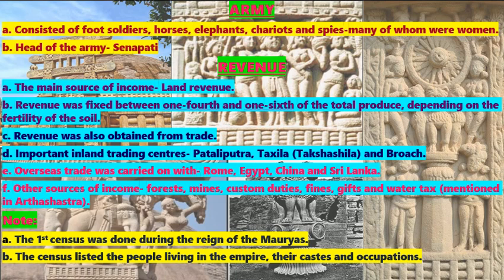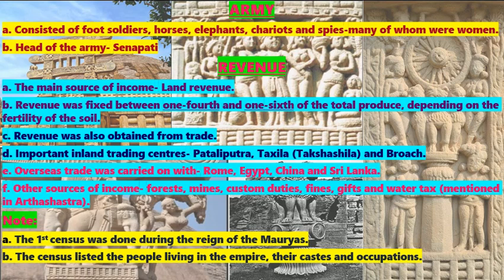According to Megasthenes, there was also a war council comprising 30 members divided into 6 sub councils of 5 members each, which formulated the policy for the different departments: cavalry, infantry, chariot, and navy. One more thing was left: the head of the army was the Senapati. Coming on to the revenue, from where the army people were paid.